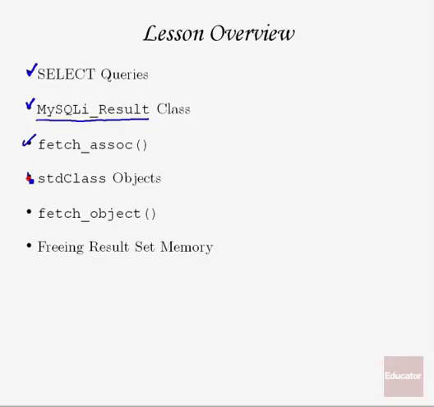We're going to talk about standard class objects, which are basically like a basic object that's built into PHP. We're going to talk about an alternative to fetch_assoc, which is fetch_object, another way to access information in the results returned from a select query. And then we're going to talk briefly about freeing up result set memory, which means freeing up the memory that's occupied by results returned from a select query.